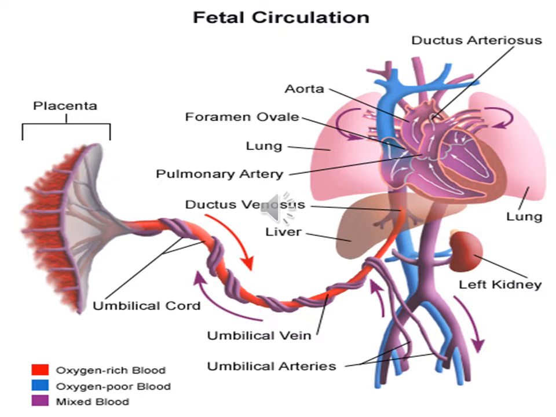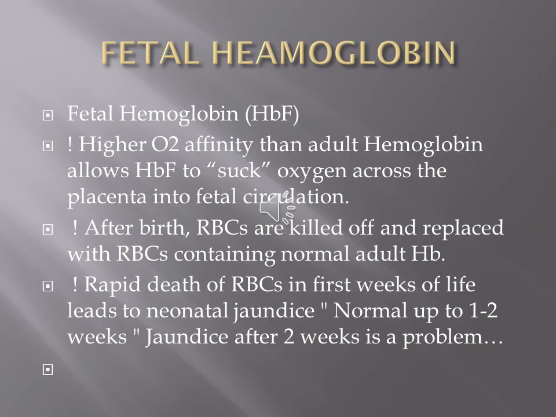Okay? So fetal hemoglobin is called hemoglobin F. What is fetal hemoglobin? It has high oxygen affinity, more than adult blood. So fetal hemoglobin F sucks oxygen across the placenta to the fetal circulation.